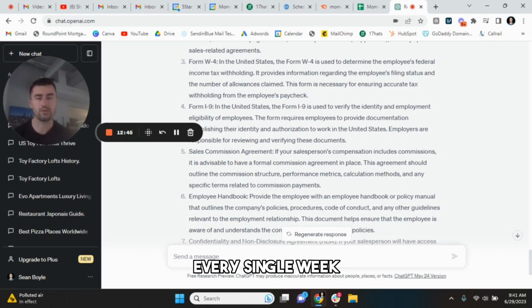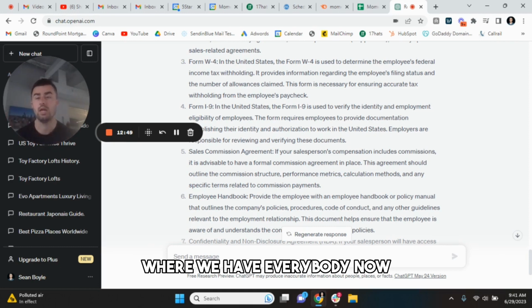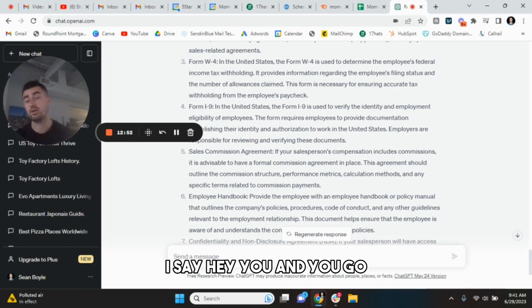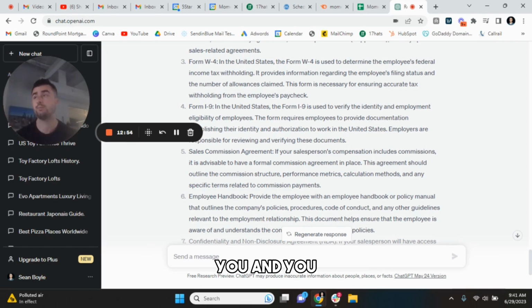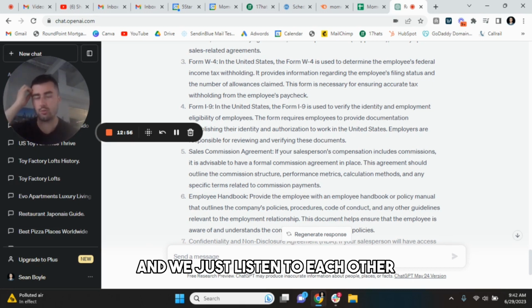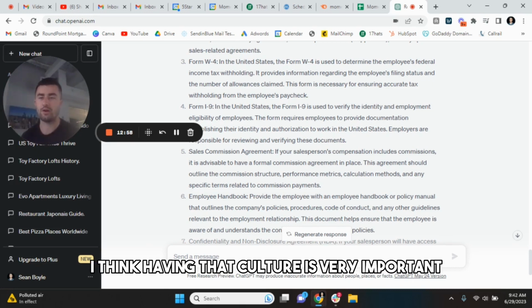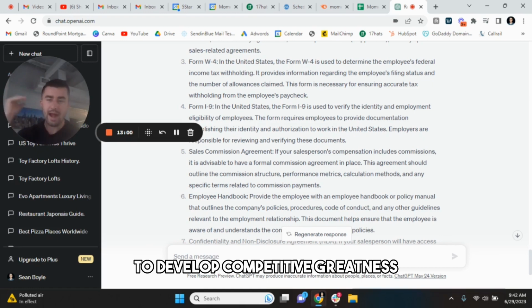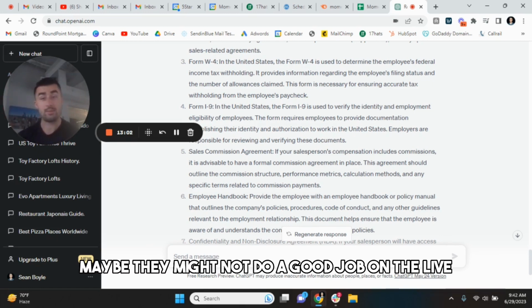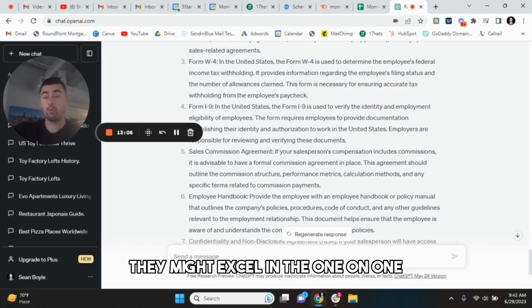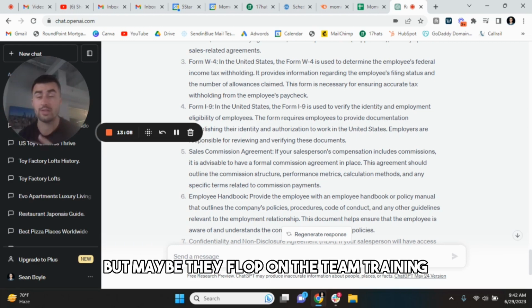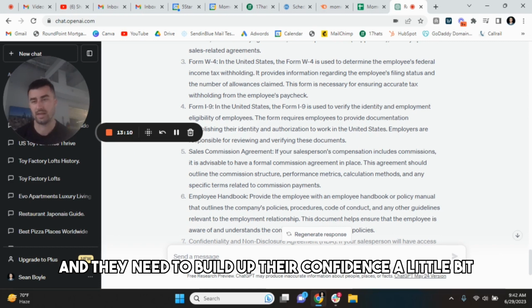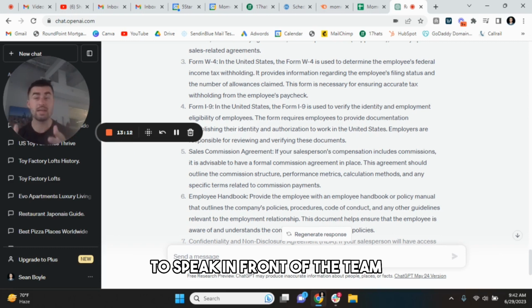And then every single week, we have a live team training where we have everybody, and we just pick and choose. I say, hey, you and you go, you and you, you and you. And we just listen to each other and we just get better. I think having that culture is very important to develop competitive greatness, because people might not do a good job on the live team training. They might excel in the one-on-one, but maybe they flop on the team training, and they need to build up their confidence a little bit to speak in front of the team.